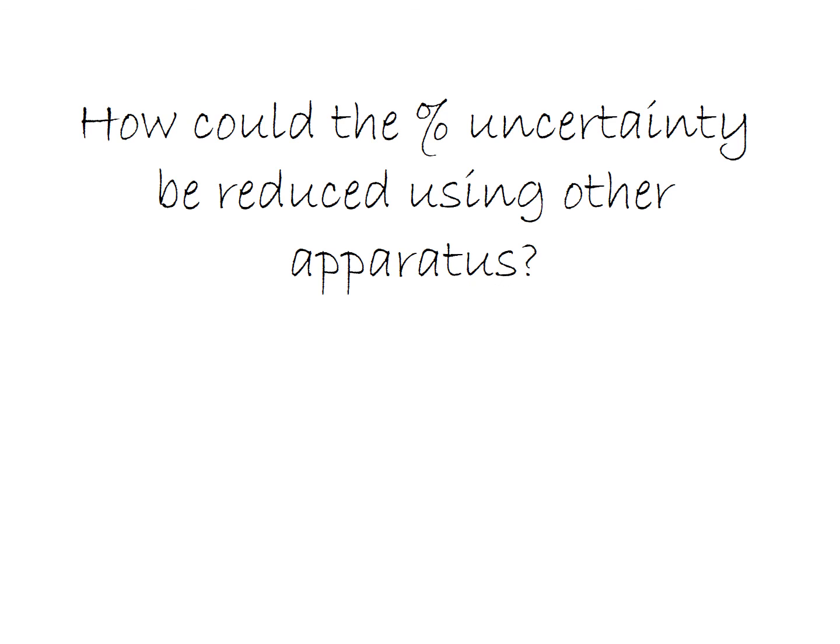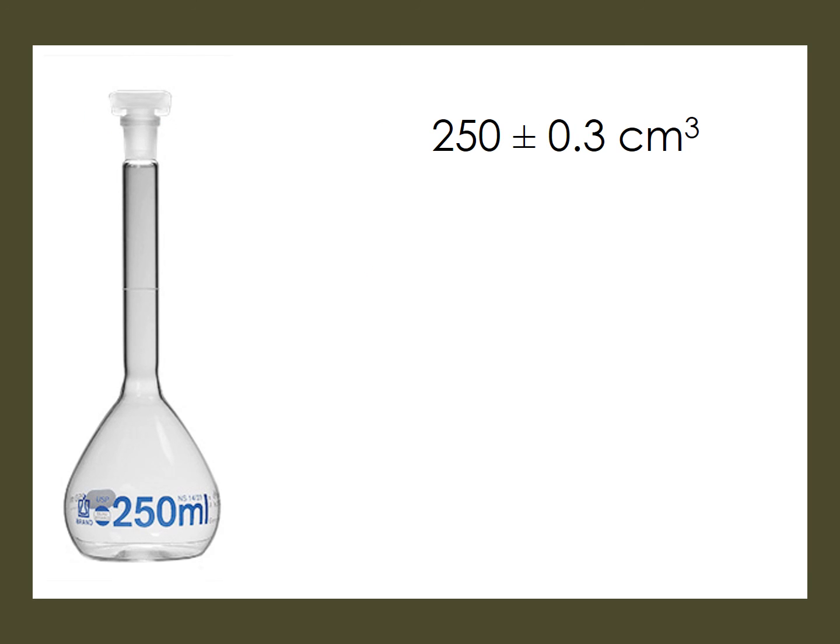Another way to reduce the percentage uncertainty is to use apparatus that's a little bit more precise, so has got a lower absolute uncertainty in the first place. So here we've got, for instance, a volumetric flask that we tend to use in the lab when making up these standard solutions. That's got an absolute uncertainty of plus and minus 0.3 centimetres cubed, which is more like a 0.12% error. So 0.12% uncertainty or thereabouts. So that's quite substantially different from the 10% that we had with the measuring jug earlier.